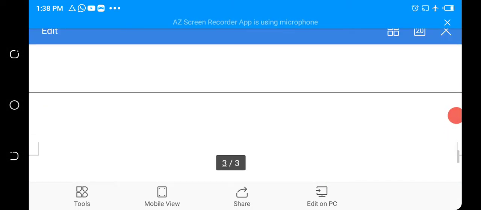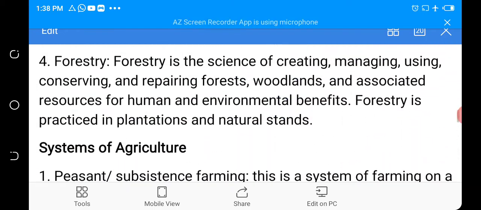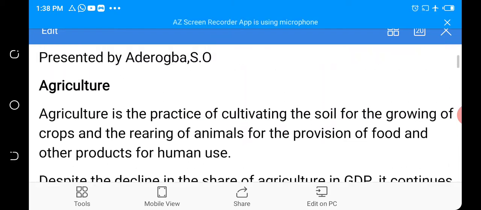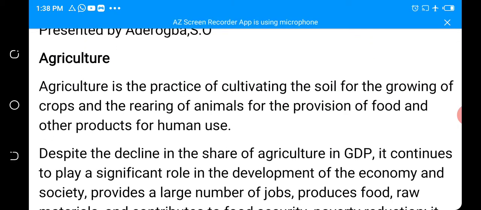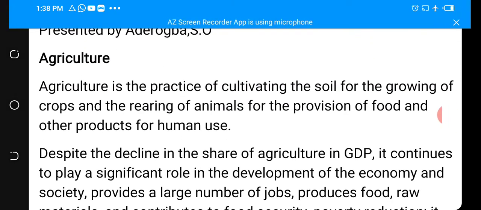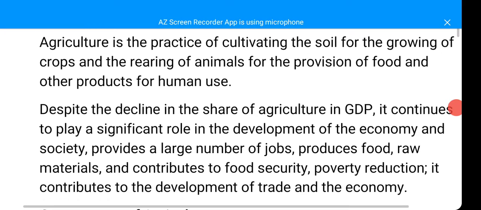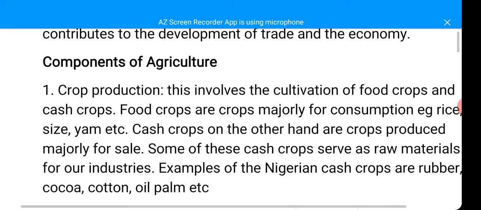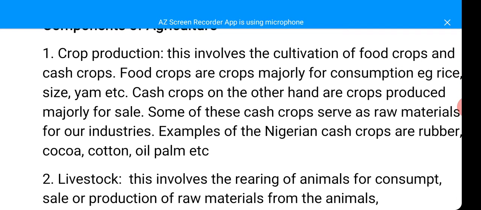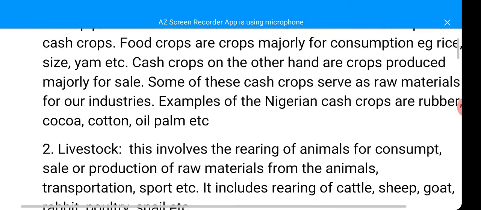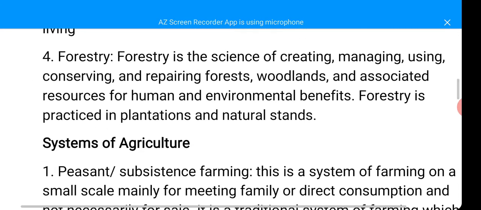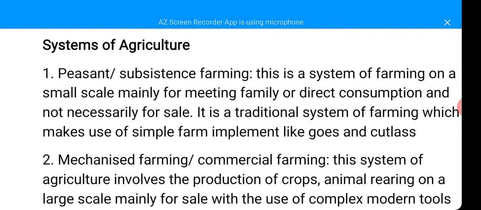But before we go, let's briefly look at what we have discussed. We defined agriculture as the practice of cultivating the soil for the growing of crops and the rearing of animals for food and other products for human use. Then we also looked at the components of agriculture. Agriculture is made up of crop production, livestock production, fish farming, and forestry. Then we also looked at the systems of agriculture.